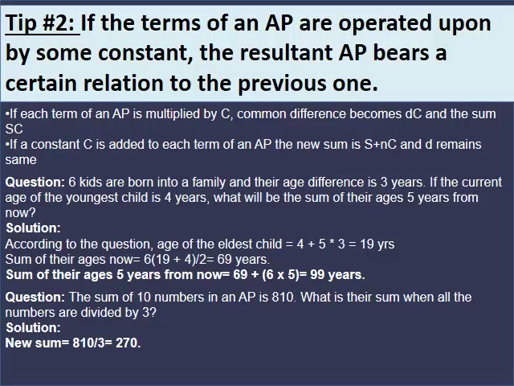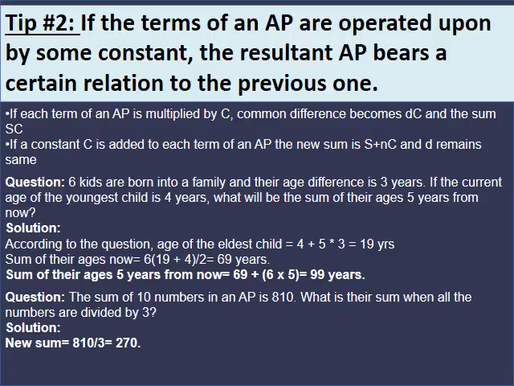Tip number 2. If the terms of an AP are operated upon by some constant, the resultant AP bears a certain relation to the previous one. If each term of an AP is multiplied by C, the common difference becomes DC and the sum becomes SC. If a constant C is added to each term of an AP, the new sum is S + nC and D remains the same. Let's look at a few questions.